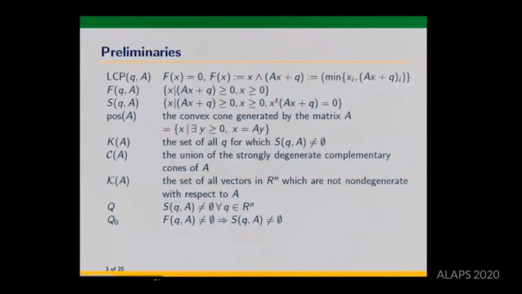And in this connection, the two matrix classes Q and Q0 arise. The class Q is basically that for all q, if the solution set SQA is not equal to phi, that is, if it is non-empty, then we say that it is a Q matrix. And a matrix is said to be a Q0 matrix if a feasible solution implies a solution of the LCP. That is, FQA not equal to phi implies SQA not equal to phi.